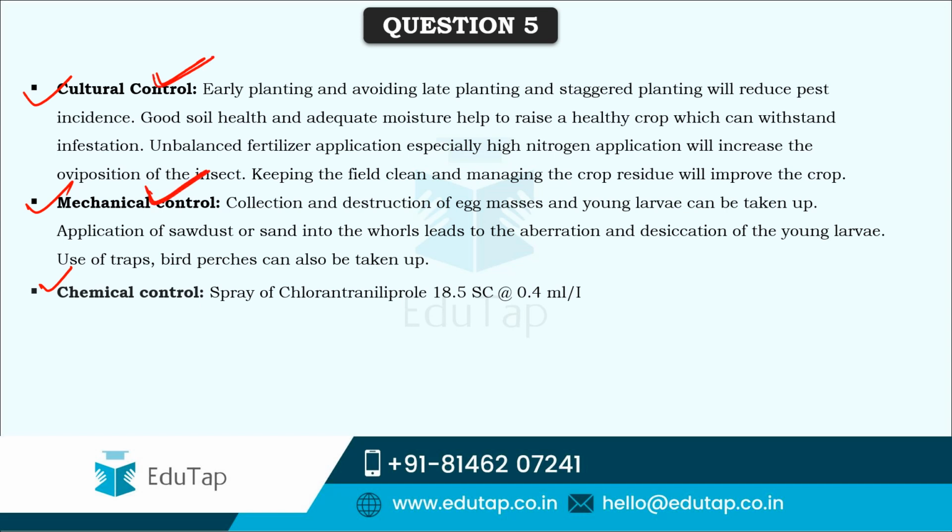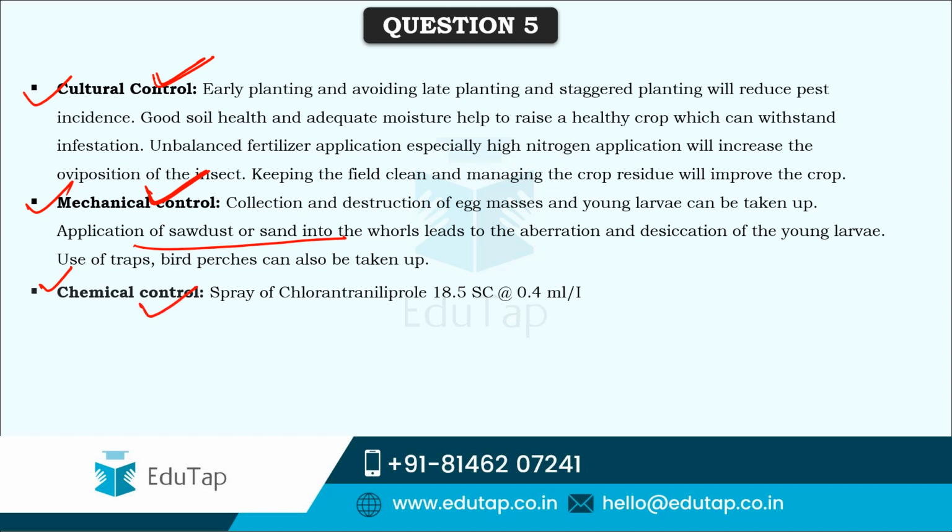Mechanical control is by physical collection and destruction of egg masses, or application of something that is not chemical, like here in this case application of sawdust or sand, so that abrasion and desiccation of the young larvae can happen and then they die eventually.